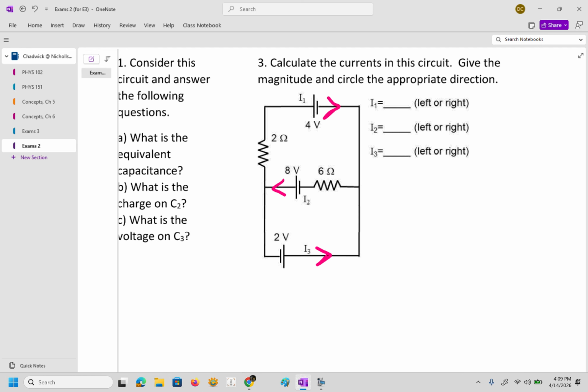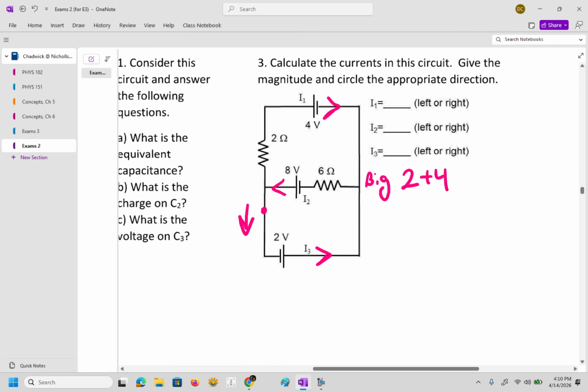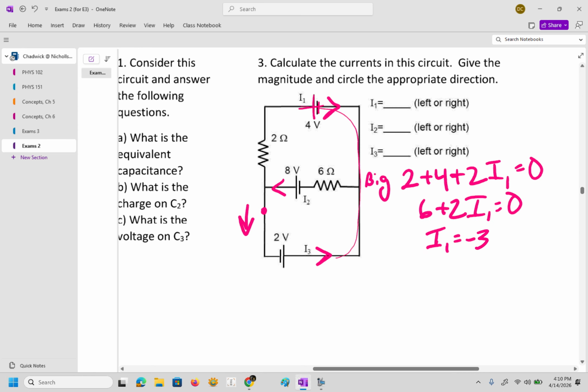So let's do the big one first. I'll start here and we'll go in this direction. That would be 2 plus 4. See, I come up here, so it's plus 4 because I'm going from little to big. And then I'm going against the current, so it's plus 2I1. And that's equal to 0. So 6 plus 2I1 equals 0, so I1 equals negative 3.